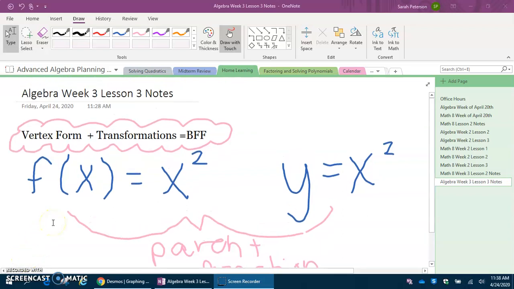Okay, so in lesson 3, we're going to talk about how what you just learned about vertex form connects with transformations. So the first thing I want to talk about is how vertex form and transformations are related. They are BFF. The reason we have vertex form is so we can look at transformations.